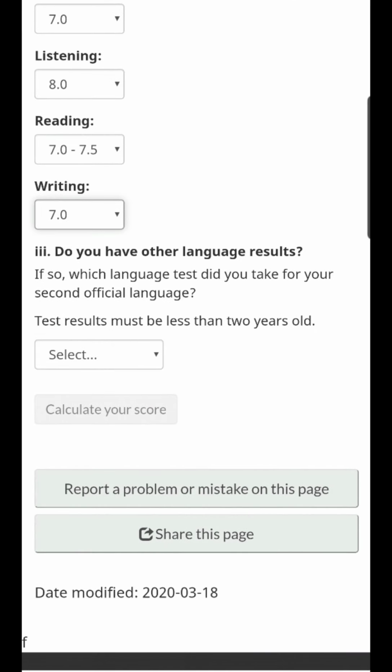Then, do you have other language results? If you have any other, that is, if you have the French language, you can give the score. Otherwise, you can select no.